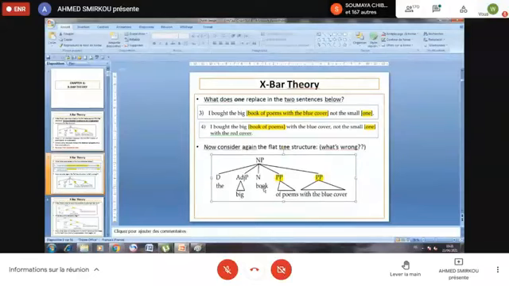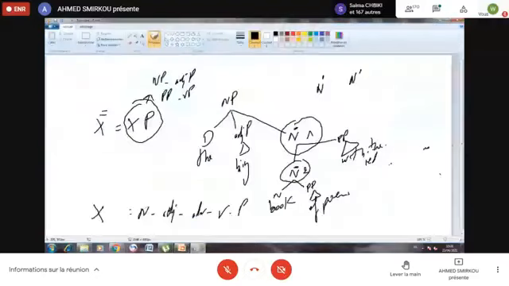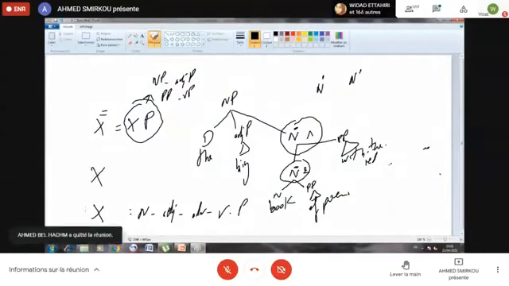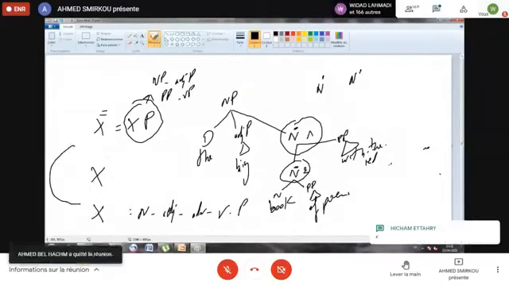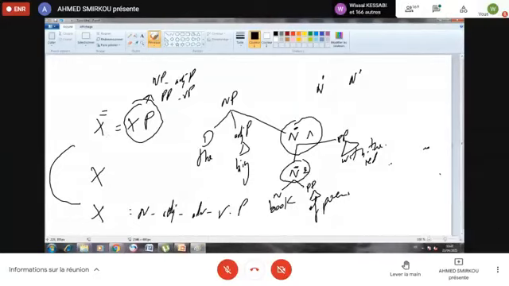So what does it replace? It replaces something in between, which is not a phrase and is not a lexical category. Since one replaces something in between, X-bar theory asks: what is between double bar and zero bar? Yes, please, look here. What is between double bar and zero bar? One bar. Yes, so this is the main idea of X-bar theory.